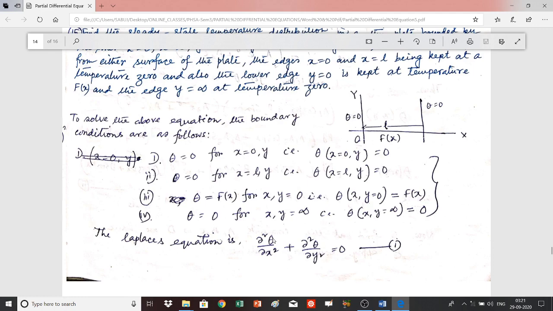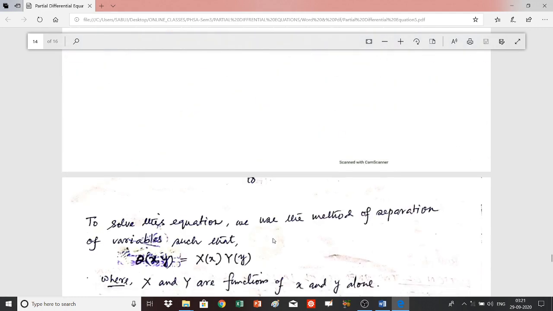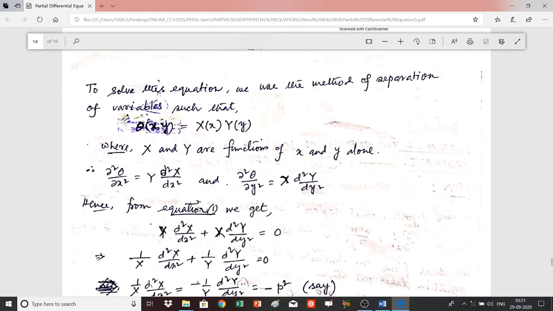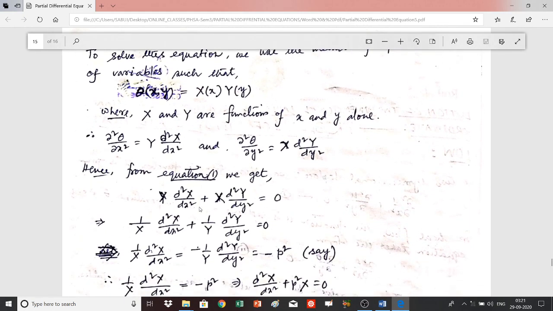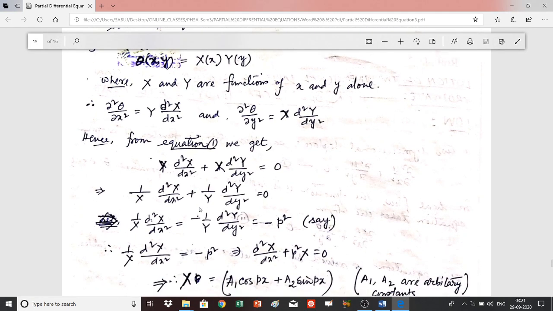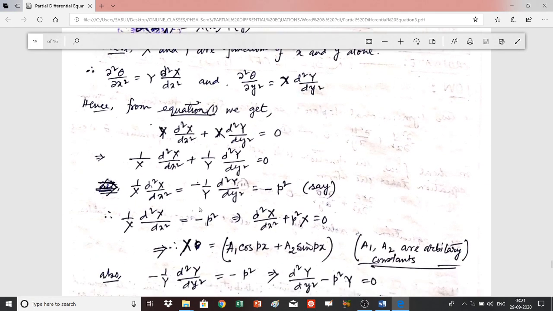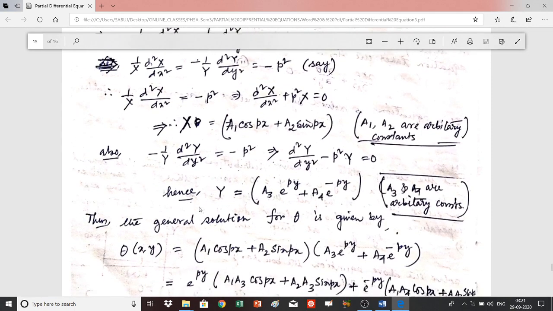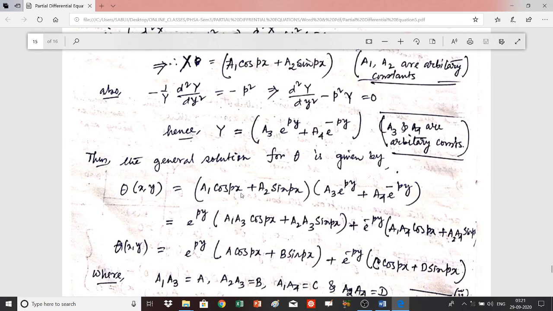Theta is a temperature function. And the solution of this equation, here is the process of solution. Go through this, and we did this type of solution several times, so I am not going through the details; they are written here. Finally you get the solution as theta is equal to this, and that can be written as this.